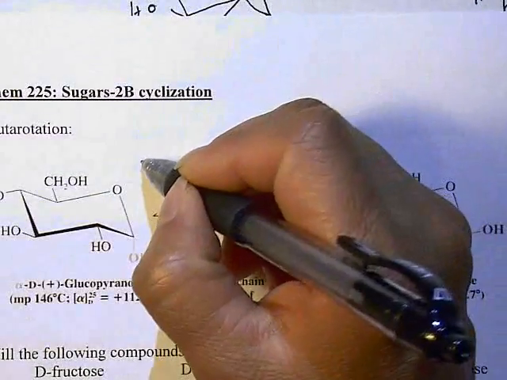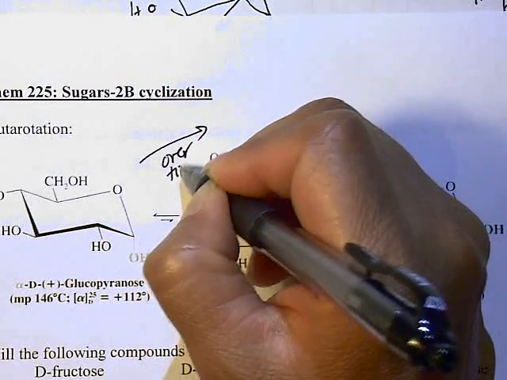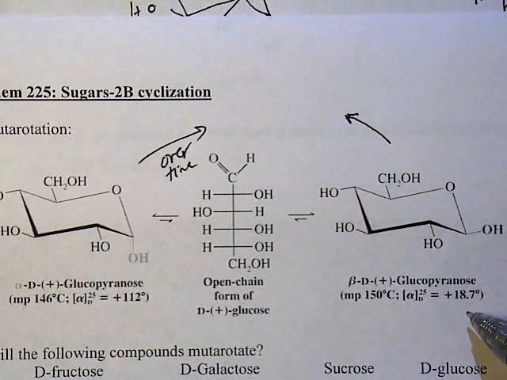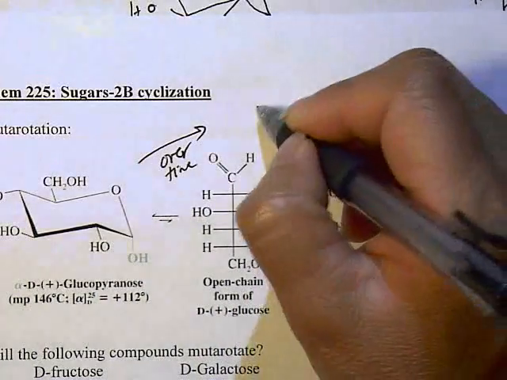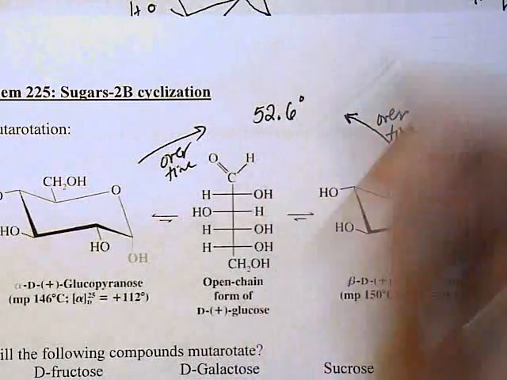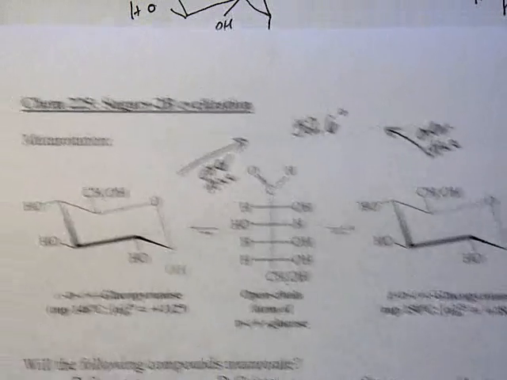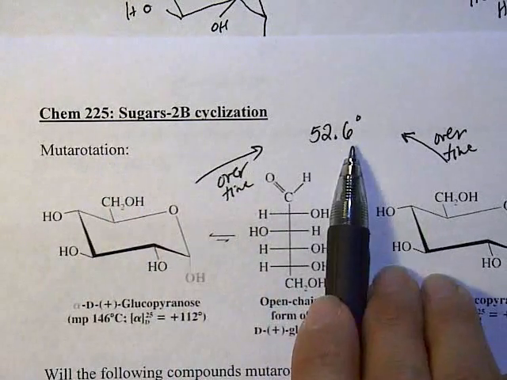What happens is that both, over time, will no longer stay at the optical rotation that they started with, but both will equilibrate to an optical rotation of 52.6 degrees. All right, both of them. It doesn't matter what you started with. Okay, so that's what mutarotation is referring to. The rotation is mutating over time.